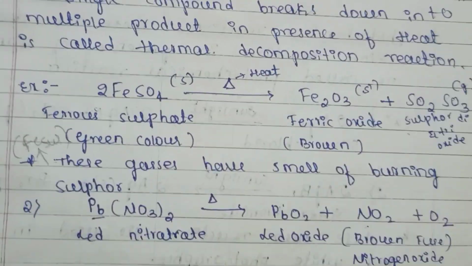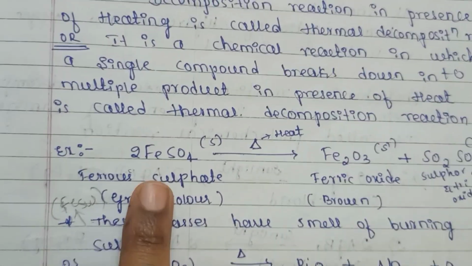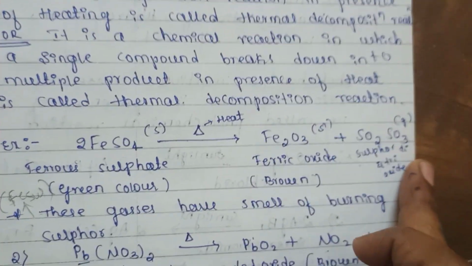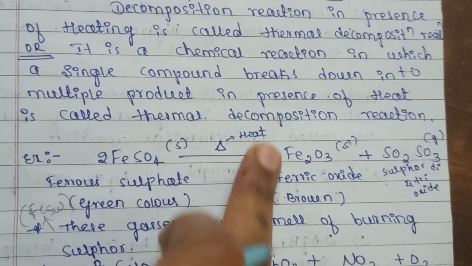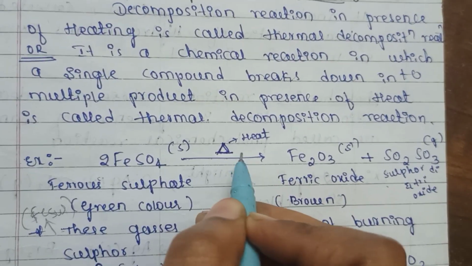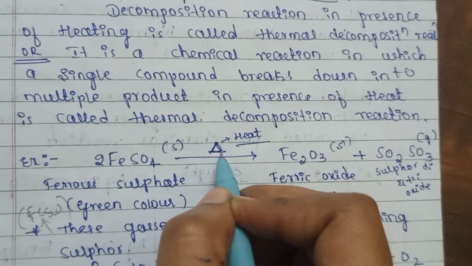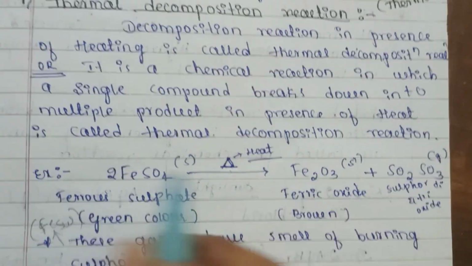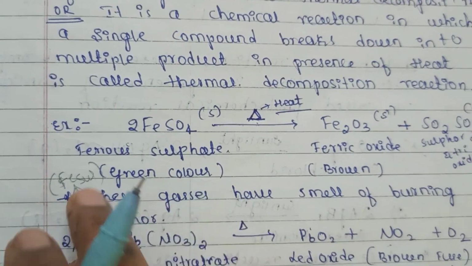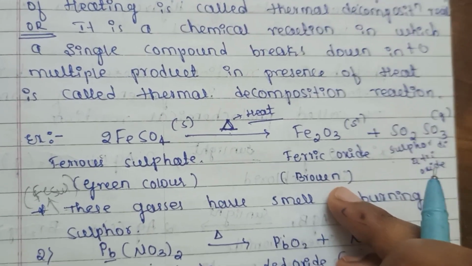See what example we can give. FeSO4, ferrous sulfate, will break down into Fe2O3, that is ferric oxide, plus sulfur dioxide in the presence of heat. This symbol is a heat symbol. Whenever you show a breaking in the presence of heat, you should use this symbol on the reaction. FeSO4 is ferrous sulfate. Its color is green. After the breakage, what color will we get? We will get a brown color.